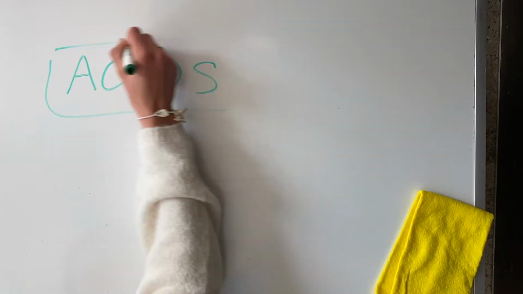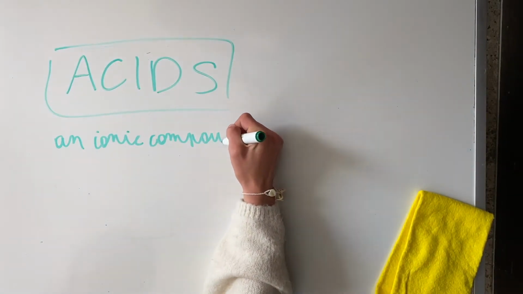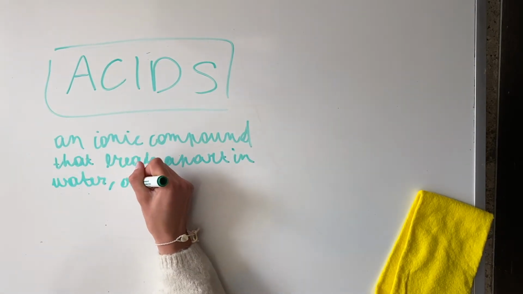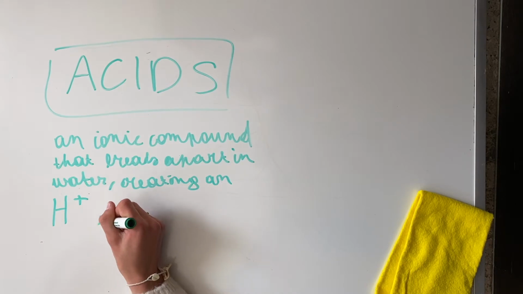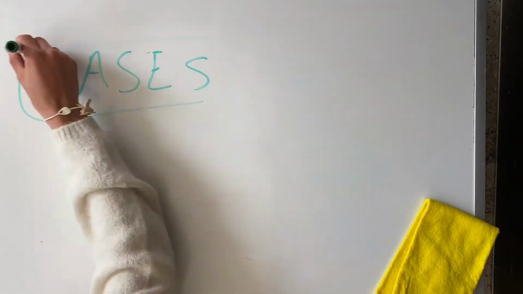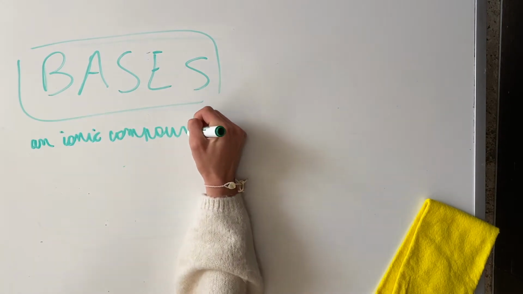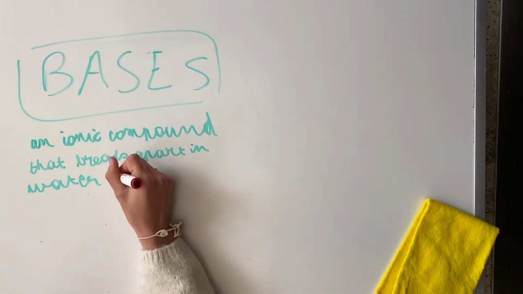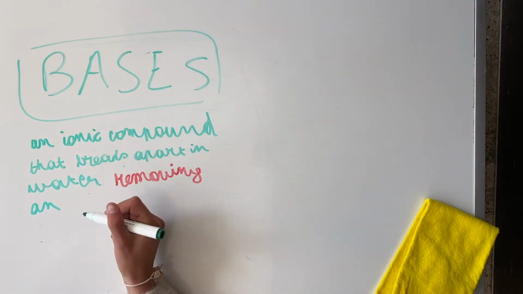First, we will explain the definitions of acids and bases. Acids are ionic compounds that break apart in water, creating a hydrogen ion. Bases are ionic compounds that break apart in water. Bases remove hydrogen ions, sometimes also creating hydroxide ions.